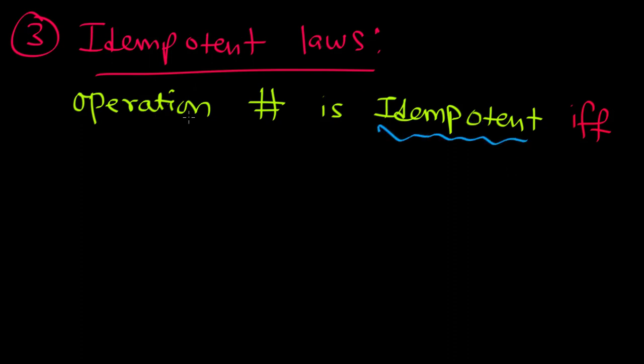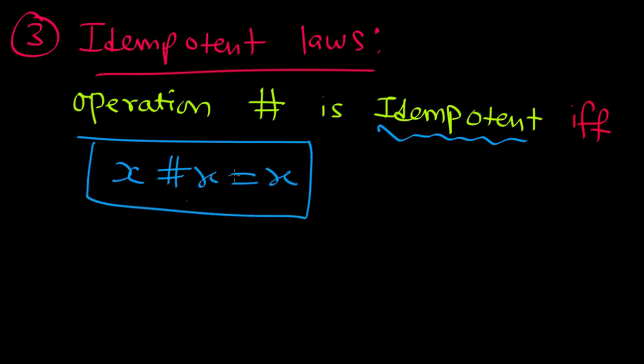Basically, if you have some operation #, this operation # is idempotent if and only if x # x is x. The idea is that you can repeat this x # x, and that should be x. So this is the definition of the idempotent law.